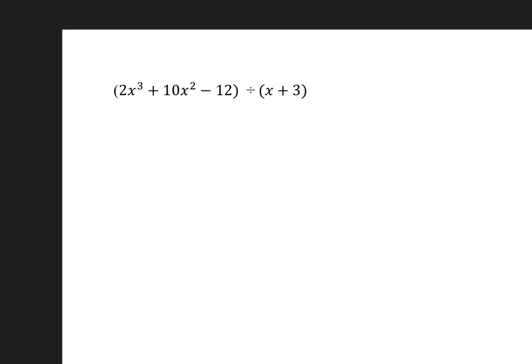So with this first one, we're doing synthetic division here, not long division like we had learned. Although we could do long division with this problem, it's better to do synthetic. It's a little bit faster.